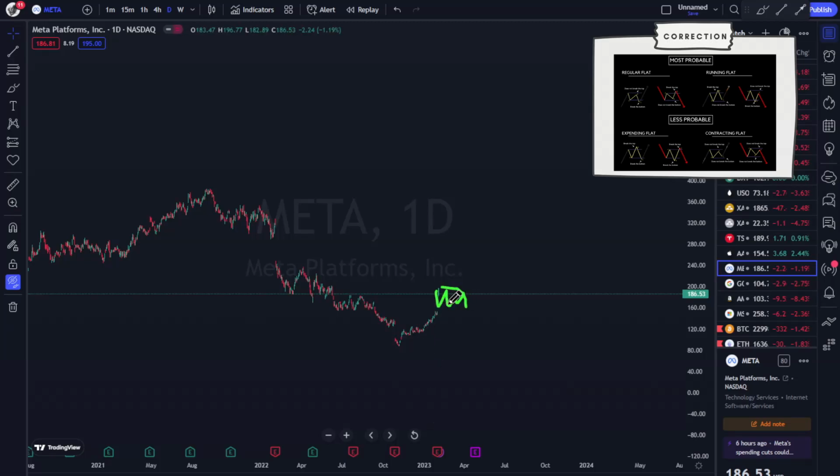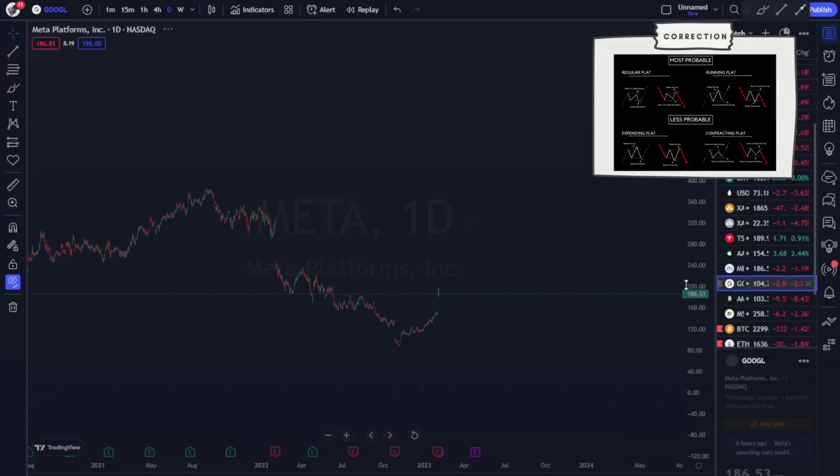There is nothing to do actually right now. It will have its correction, and then it will be another opportunity to buy. So we'll see it in the next weeks.